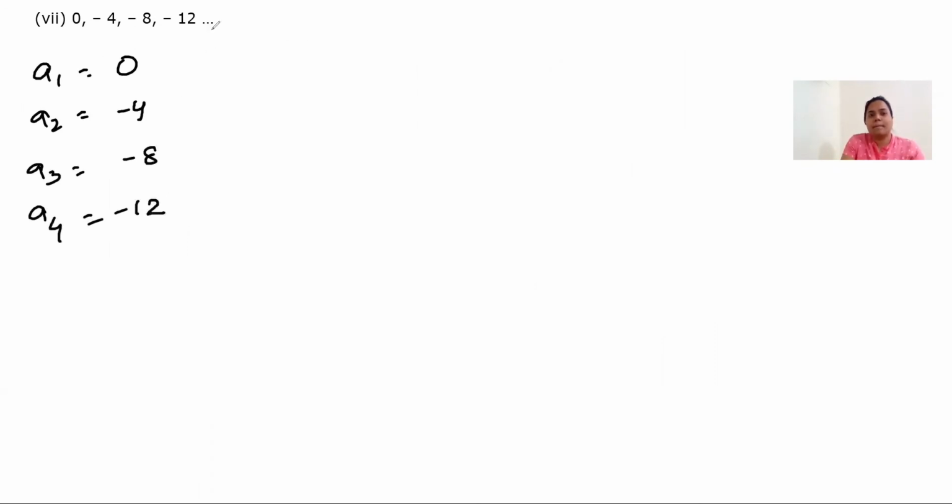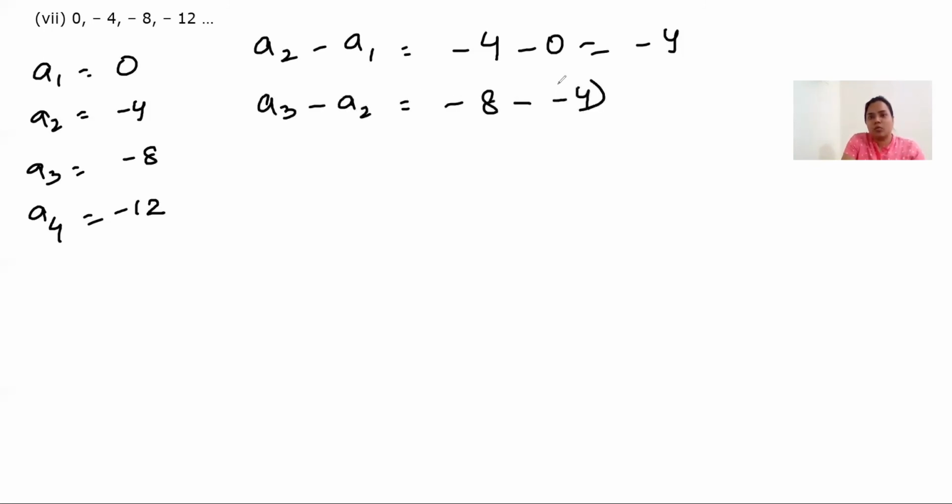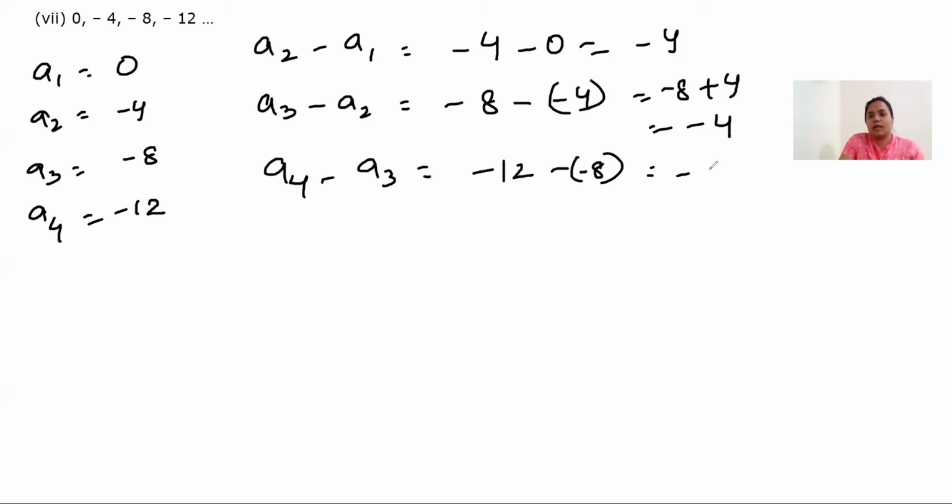Correct? So, A2 minus A1 is minus 4 minus 0, that is minus 4. A3 minus A2 is minus 8 minus minus 4, minus 8 plus 4, that is minus 4. A4 minus A3 is minus 12 minus minus 8, minus 12 plus 8, that is minus 4. So we have the same common difference, that is minus 4. So it is an AP.